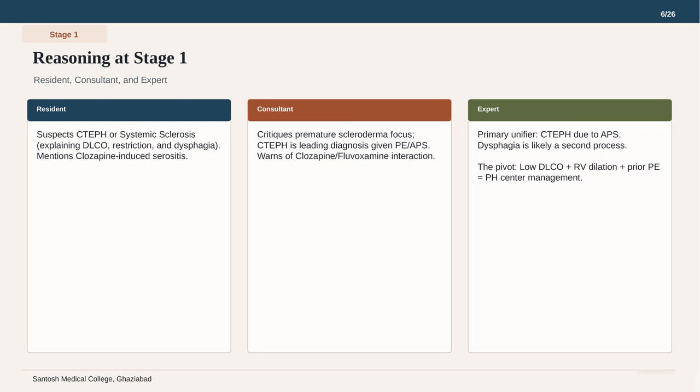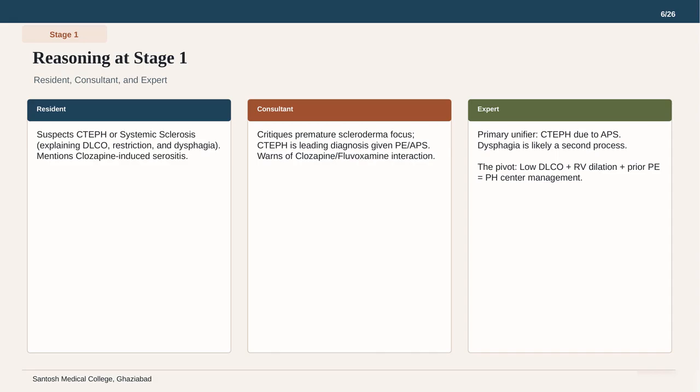The expert panel on the right provides a primary unifier, CTEPH due to APS, but suggests that dysphagia is likely a second process. The expert identifies the key pivot as the combination of low DLCO, right ventricular dilation, and prior pulmonary embolism, which necessitates management at a pulmonary hypertension center. This initial analysis sets a high bar for our diagnostic workup.